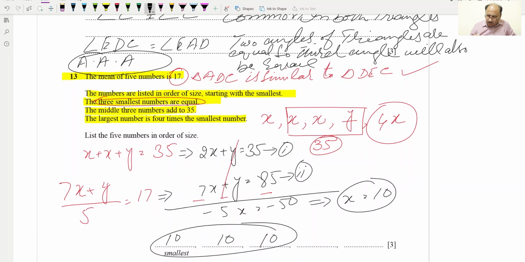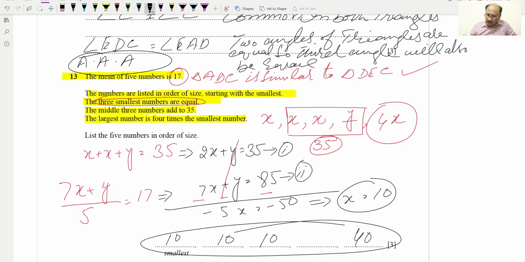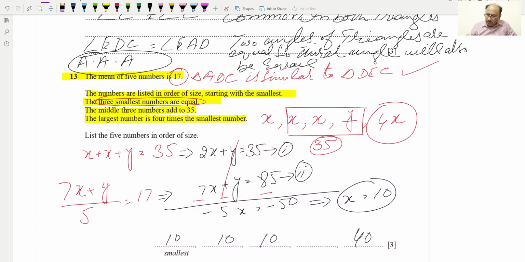So these three numbers will be 10, 10, 10, and this number should be 4 times 10, which is 4x, so 40. So now the middle number will be what? This will be 15, because all three numbers should add up to 85. So hopefully you understood each and everything. From where we got that it should add up to 85, equation 2 is telling us that it should add up to 85. Hopefully you understood this, and this was a 3-mark question.